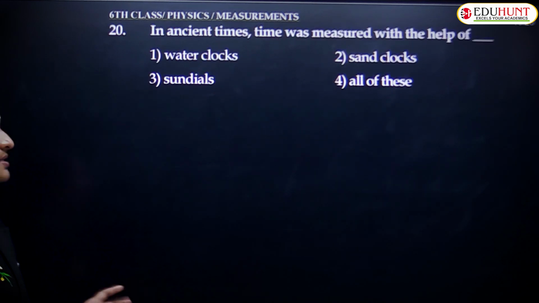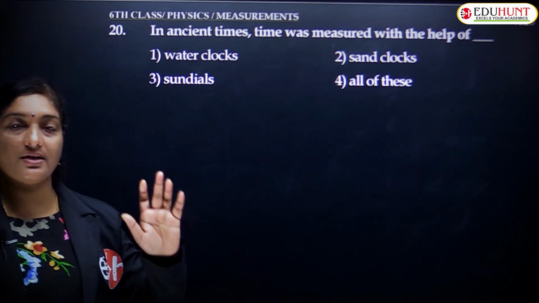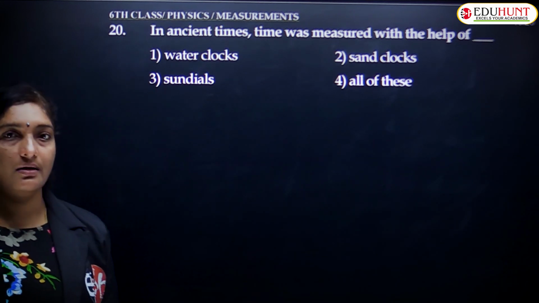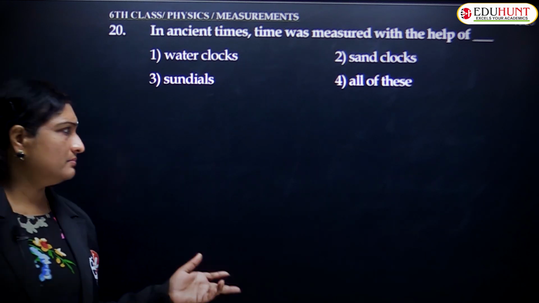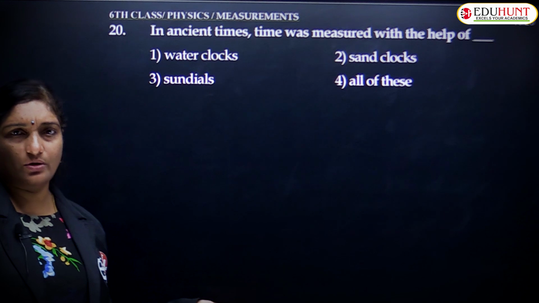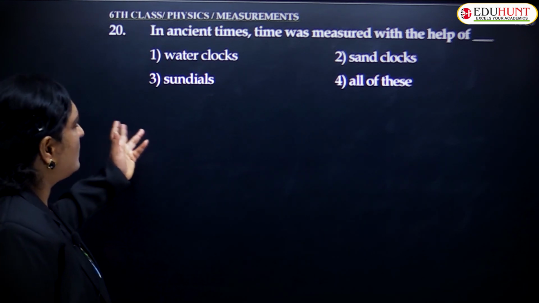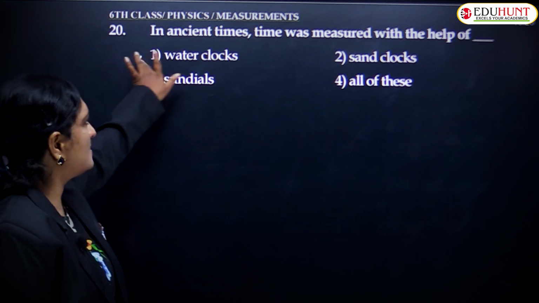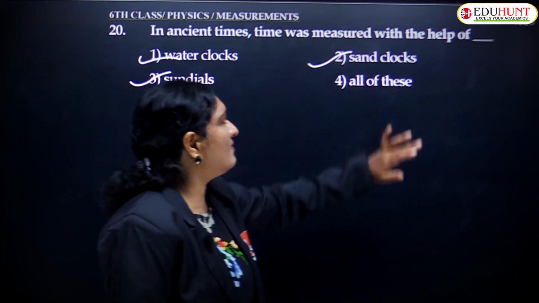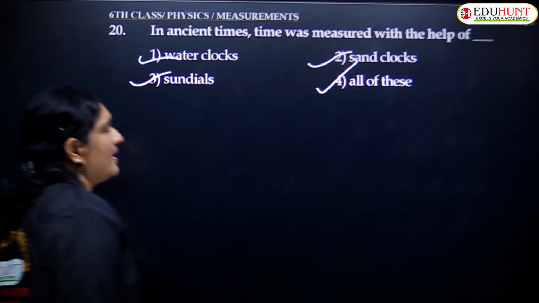Next, in ancient times, time was measured with the help of what? At the beginning of the class, I showed you a picture. Okay, the sundial, and many things I showed you in that. Water clocks they used to use. Sundials also they were using. Sand clocks also they were using. So what is the correct answer? All of the above is the right answer.